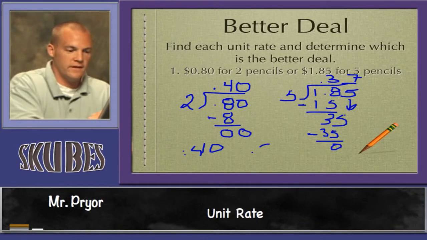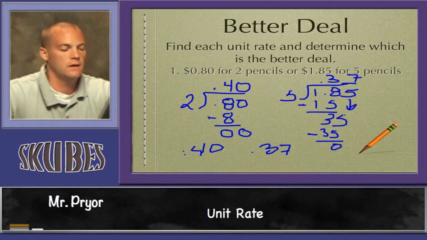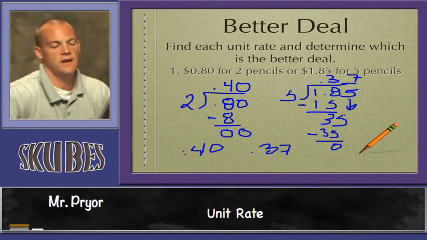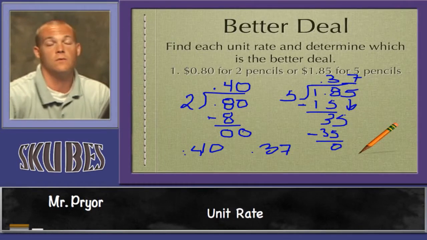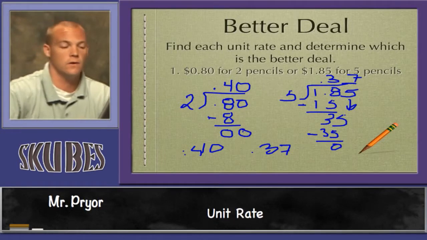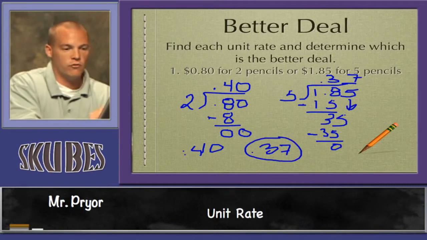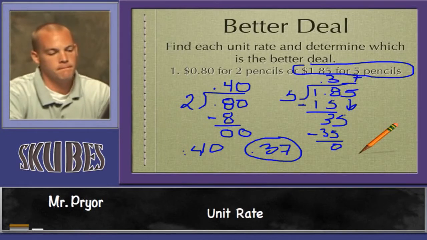We're comparing 40 cents to 37 cents. And what you have to be careful of here is making sure you choose the correct one, because a lot of times we tend to move towards the greater amount, but in this case the better deal is going to be the one that you're paying the least for. So in this case 37 cents would be your better choice, which means in the end the better deal here was $1.85 for 5 pencils.